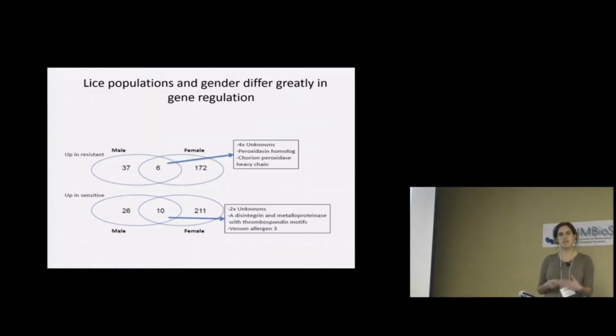So if we want to look more specifically at what those genes are that have differential regulation, in our resistant populations we see very few shared genes between males and females, only 6 of more than 200 genes. And similarly, in our sensitive populations, there's only 10 shared genes here. When we look at what these are, they are genes that pop up often when we look at stressed organisms, and so we think they're associated with general stress responses. So that gives us at least some clues as to what genes we can begin to look at for mechanisms of resistance.